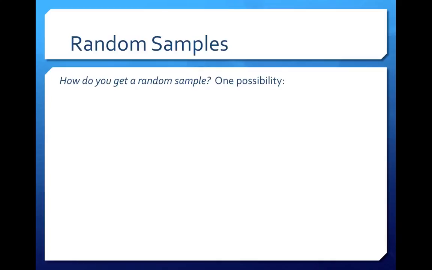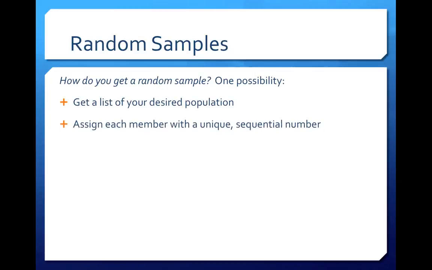So how do you get random samples then? If that's the best way to go, how can you do that? Well, here's one way that you can set up to get a random sample. First, you would need to get a list of your desired population. So everyone in the population you're interested in would need to be on a list for you to use. And then you would assign each number on that list a unique sequential number. So if you had 50 people on the list, you would just number them 1 through 50.